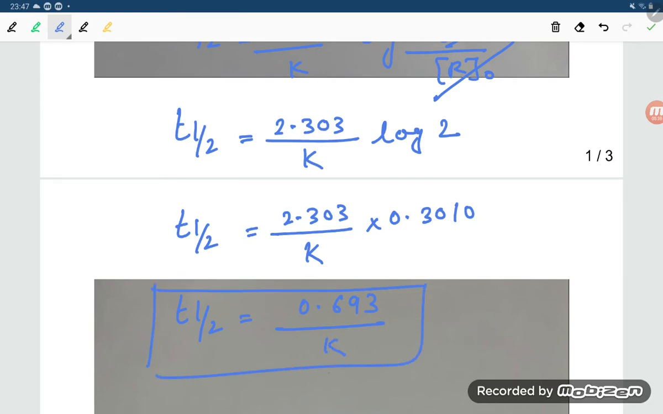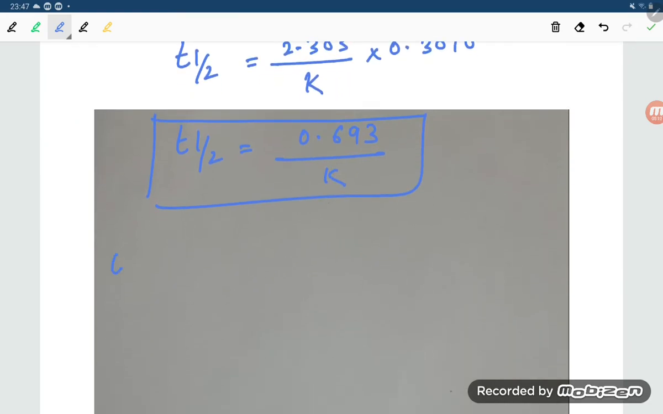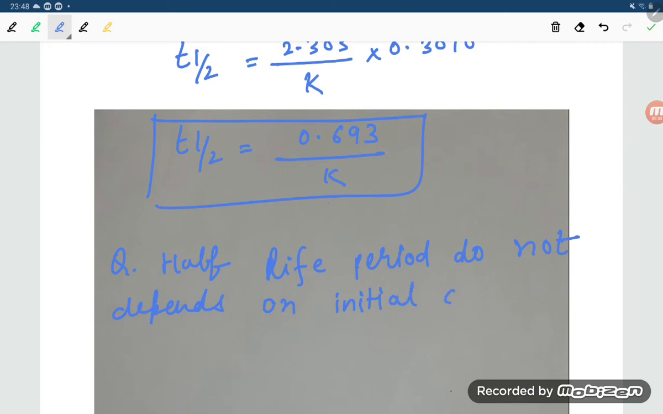So that is what the question asks. On the basis of this, the half-life period does not depend on initial concentration. Half-life period does not depend on initial concentration.